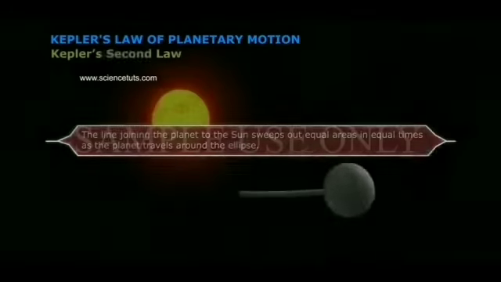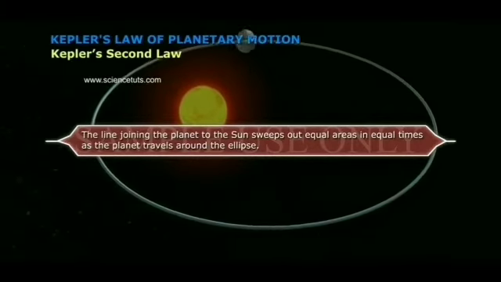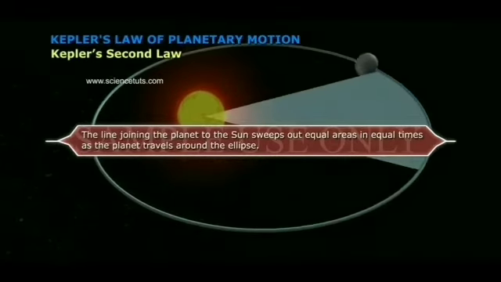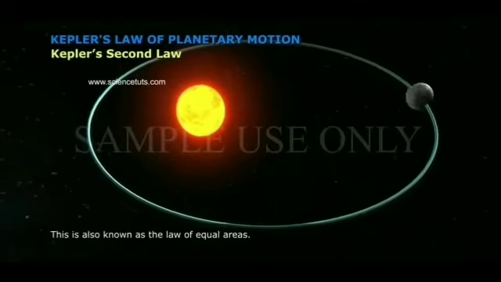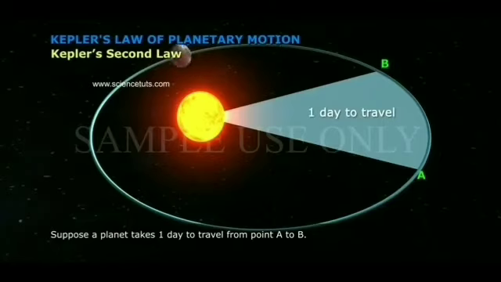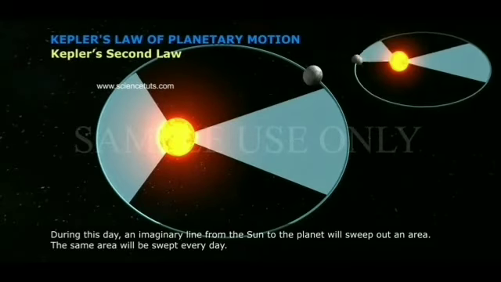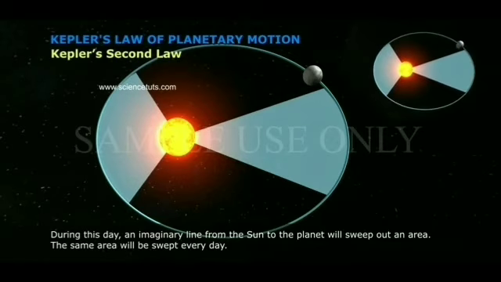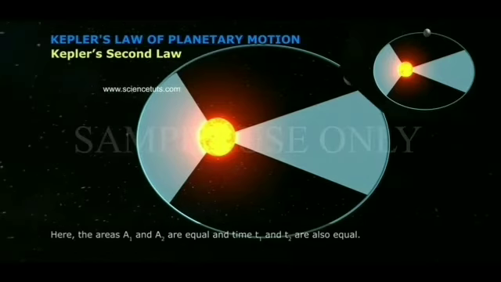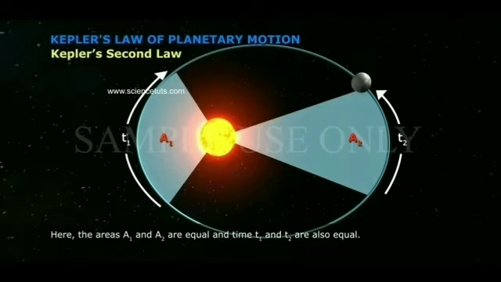Kepler's second law: the line joining the planet to the sun sweeps out equal areas in equal times as the planet travels around the ellipse. This is also known as the law of equal areas. Suppose a planet takes 1 day to travel from point A to B. During this day, an imaginary line from the sun to the planet will sweep out an area. The same area will be swept every day. Here, the areas A1 and A2 are equal and the times T1 and T2 are also equal.